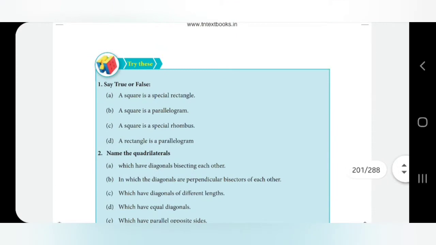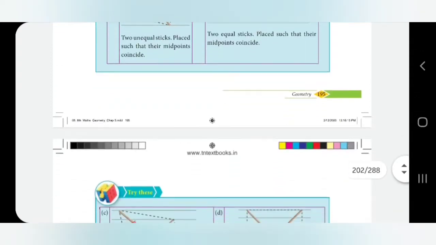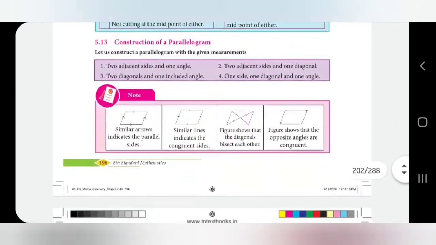Then try this. Say true or false: a square is a special rectangle. You have to answer whether it's true or false. For this purpose only, I have told you to go through the activity part. If you go through the activity part, you will be able to answer these questions. So this you should also try. These are the activities which we can do with matchsticks or broomsticks.